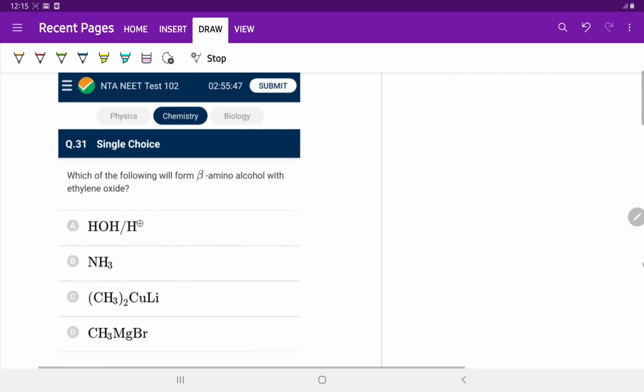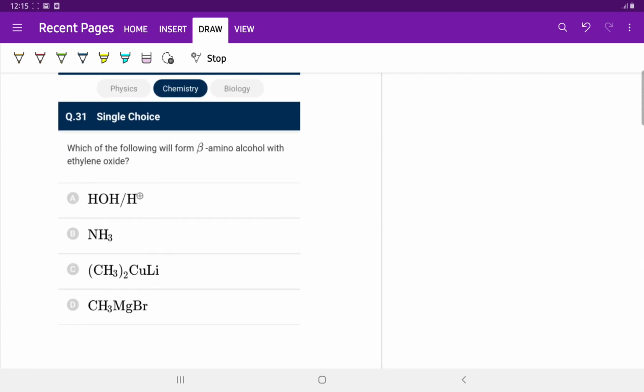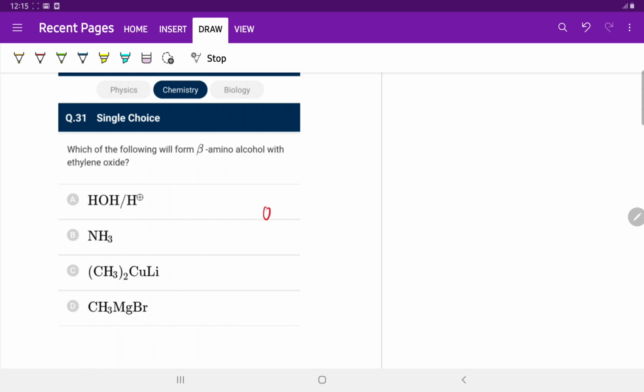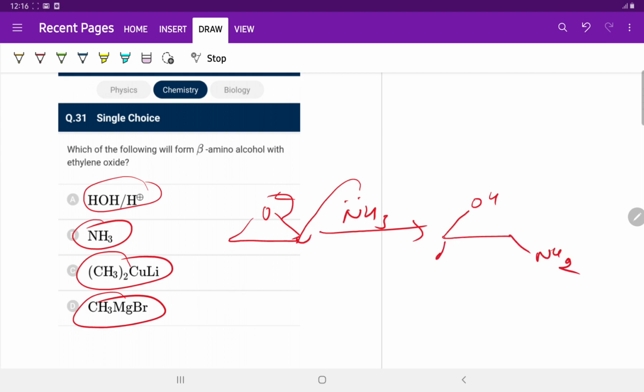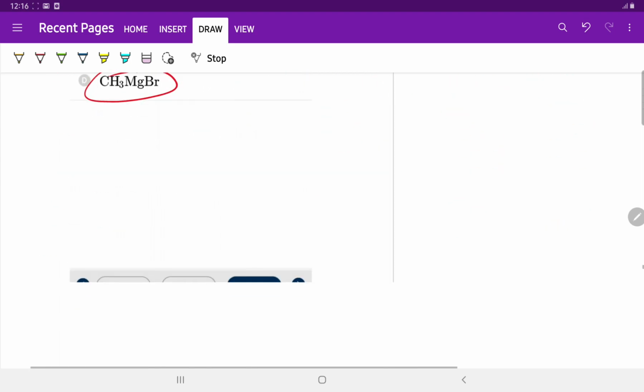Question number 31. Which of the following will form beta amino alcohol with ethylene oxide? This is ethylene oxide. And amino group will attach with ammonia. There is no amino group in these options. So only one option is correct. NH3 will attack on this carbon, and this will be OH, and this is NH2. This is alpha carbon, this is beta carbon, beta amino alcohol. So B is answer for question number 31.